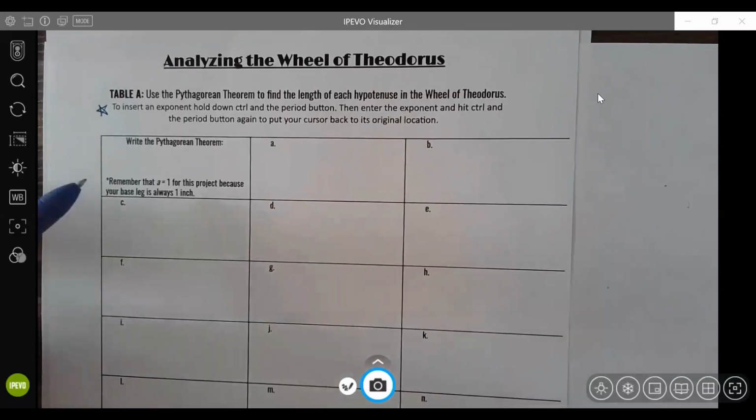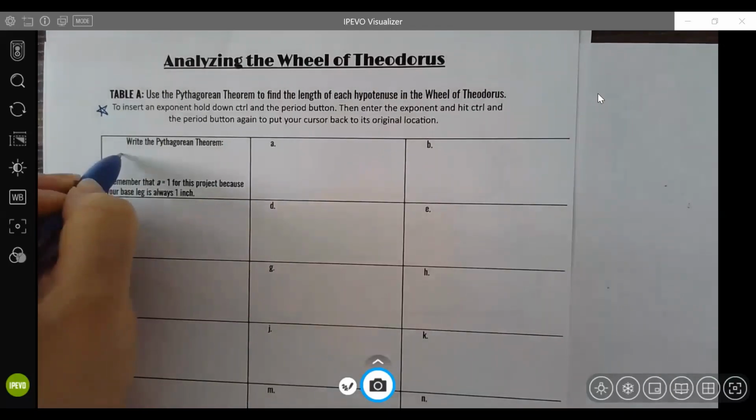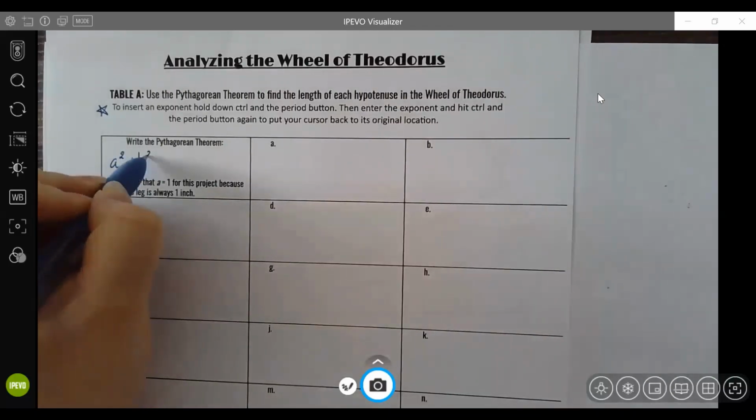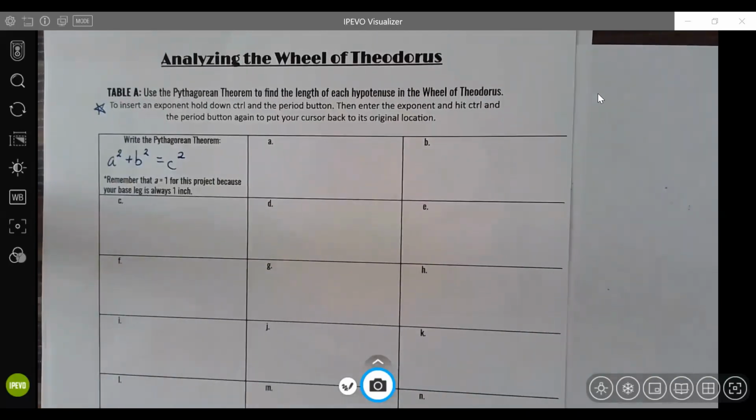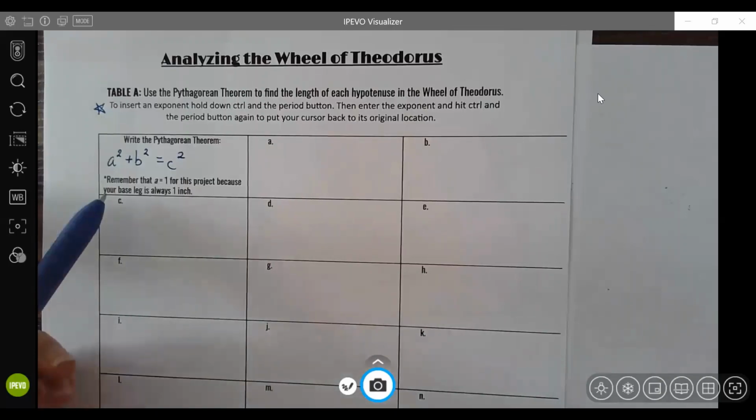So this first box asks us to write the Pythagorean theorem. And so I'm going to write a squared plus b squared equals c squared. And I recommend you writing in pencil. I'm doing it in pen to make it a little bit darker, easier for you to see in the video. But I would recommend doing everything on this table in pencil. And then there's a little note here. Remember that A equals 1 for this project because your base leg is always 1 inch.